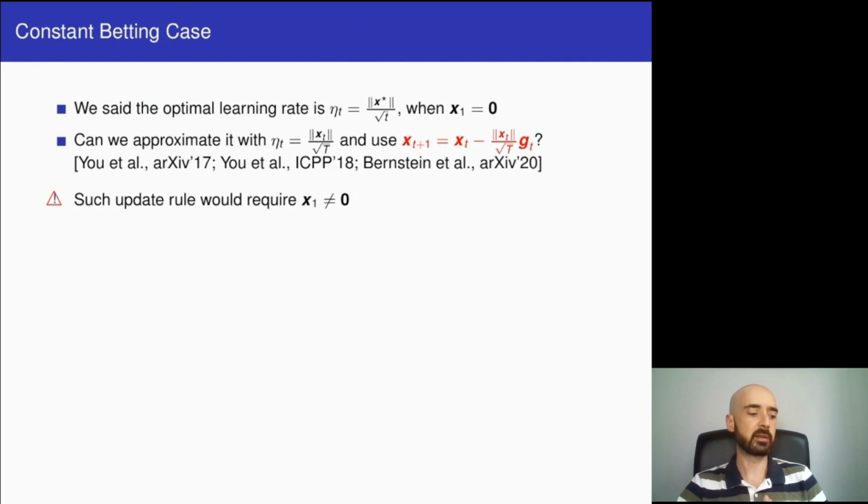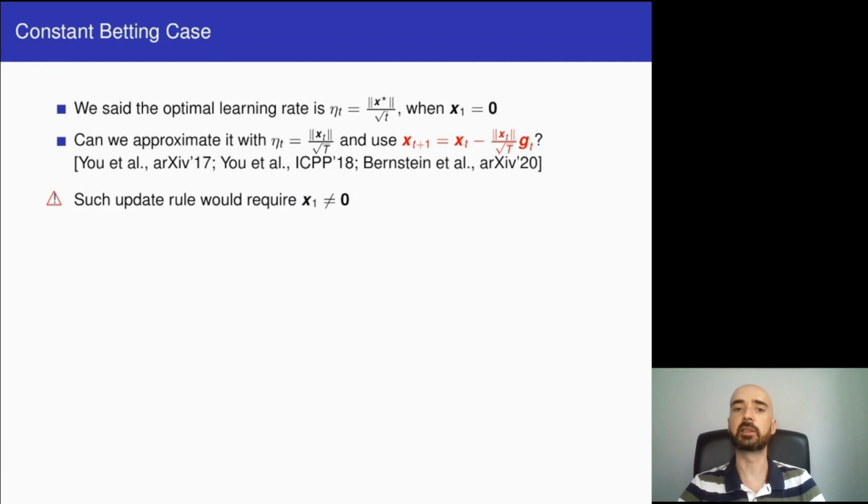Now, let me show you another example of a betting algorithm. We say that the optimal learning rate is something like the norm of the optimal solution divided by square root of t, where you start from 0. Now, you don't know the optimal solution, but you might think to approximate it with x_t. When you're close to the optimum, these two things should be more or less the same. And use a constant learning rate here so that stochastic gradient descent becomes something like this. You rescale the gradient by the norm of x_t.